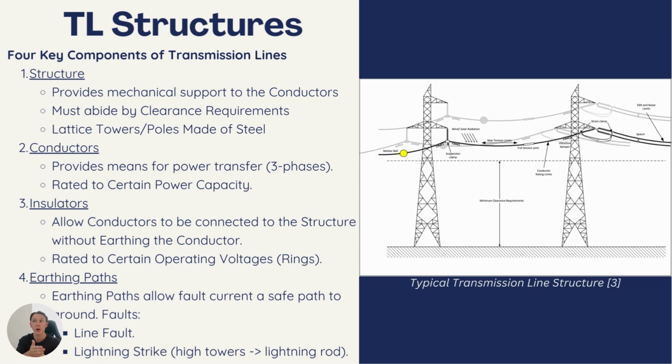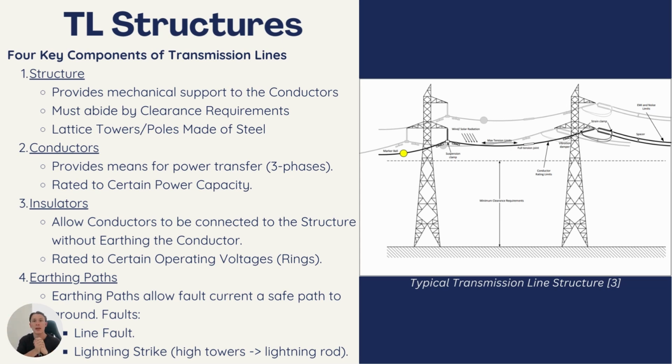Alright, so key component 2 being conductors. Conductors are essentially the actual power lines, and they provide the means for power transfer. Now, you can see by the diagram here, there's 3 different wires. That is for the 3 different phases of the actual power. Each of these wires is rated to a certain power capacity, which essentially defines how much power a certain circuit of transmission line can take on.